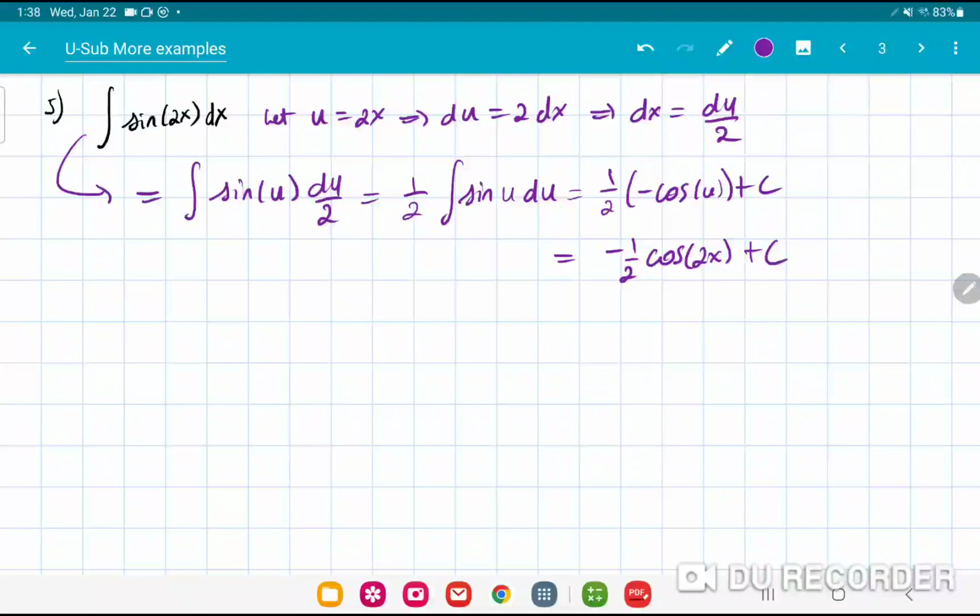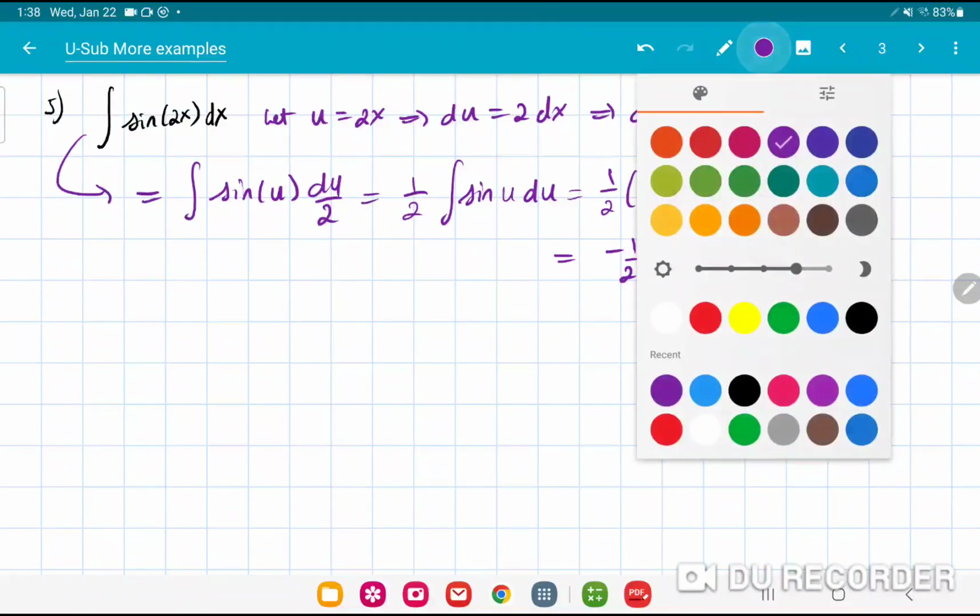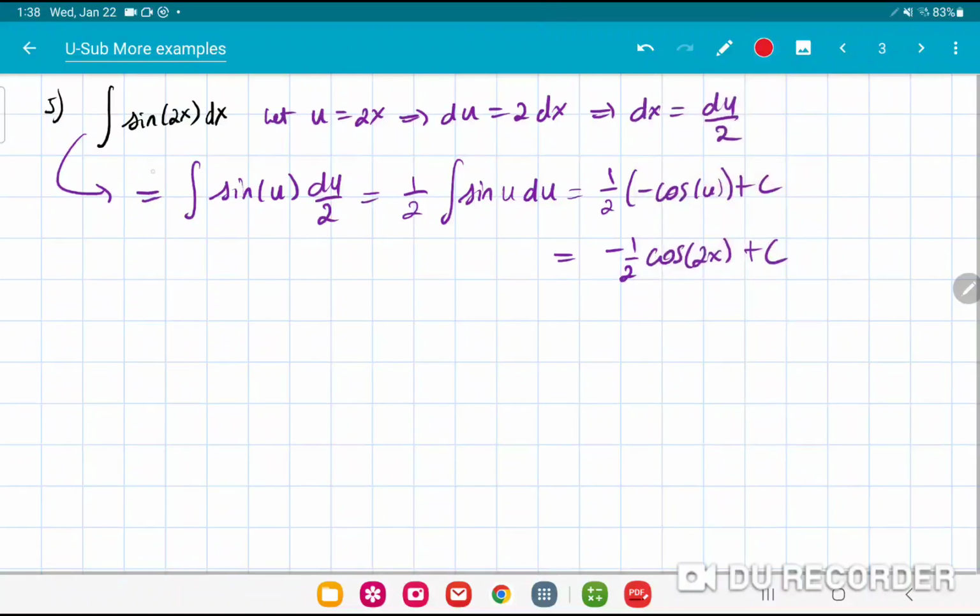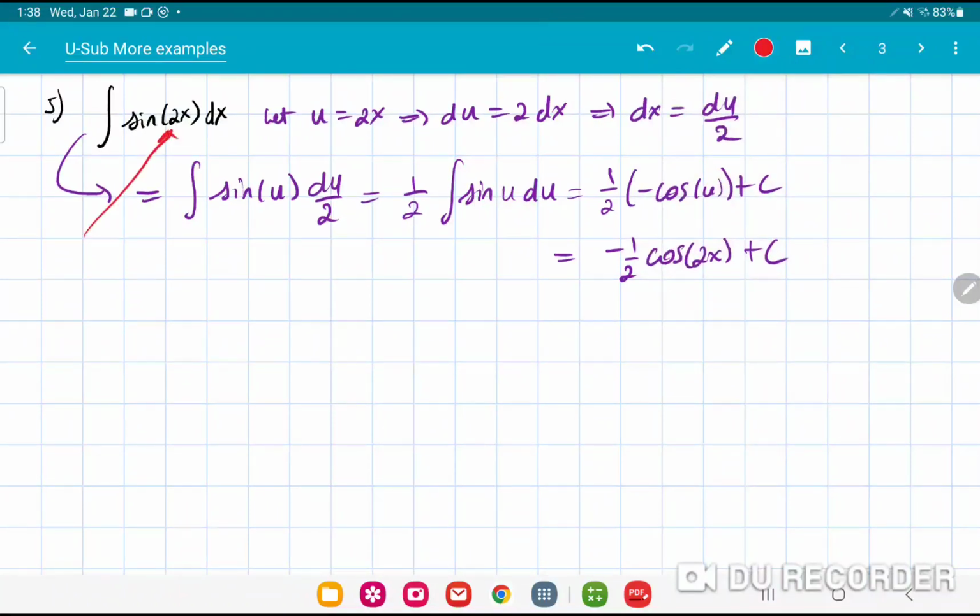Well, why did I bring this example here? This could have been example 1 or 2. It's just kind of an easy problem. Well, here's the point. If you look at this problem, this 2, there's nothing special about that number 2. It could have been 5, for example.